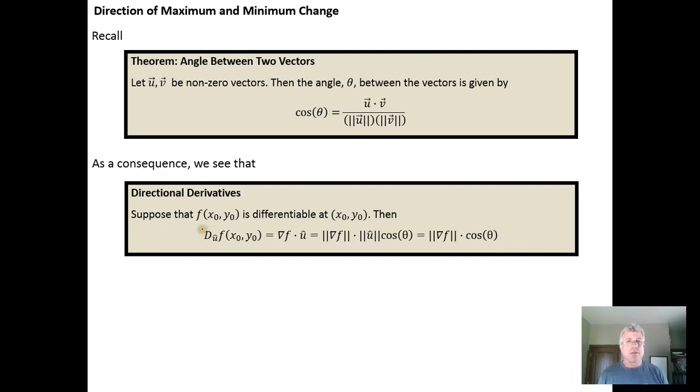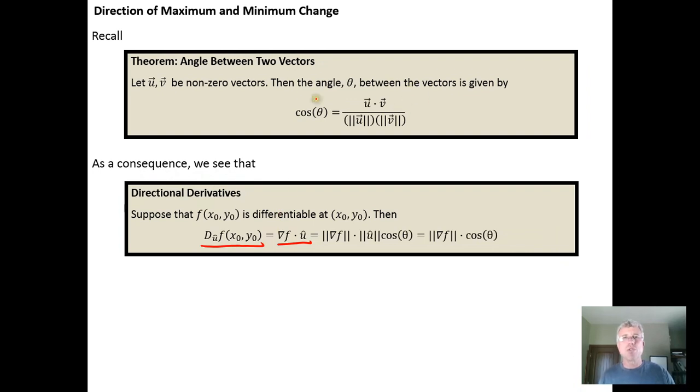So one of the things that we've done is we've defined the directional derivative in terms of the dot product of the gradient of f dotted with u hat, where u hat is the direction in which you want to know the derivative. And we're going to be able to establish some concrete results from having defined the directional derivative using the dot product of the gradient and u hat.